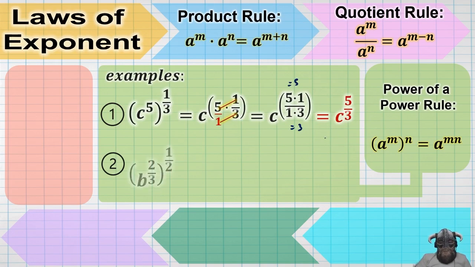Okay, next example tayo. So in this case, we have b raised to 2 over 3 raised to 1 half.